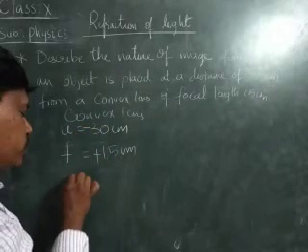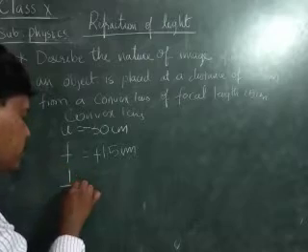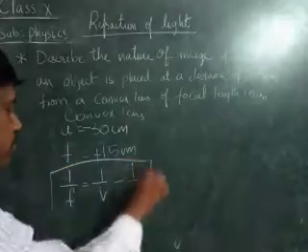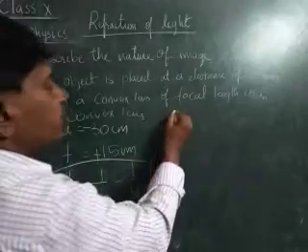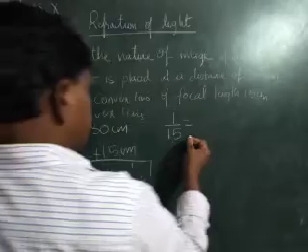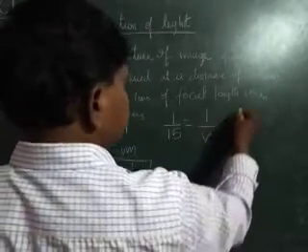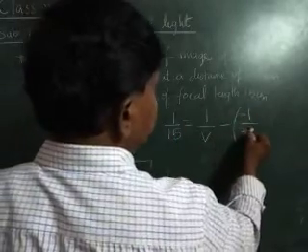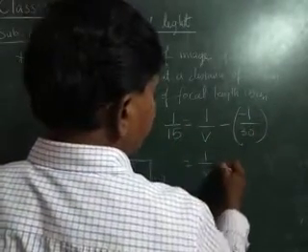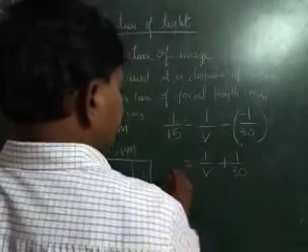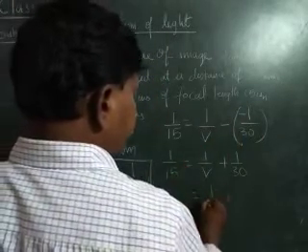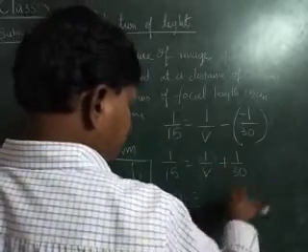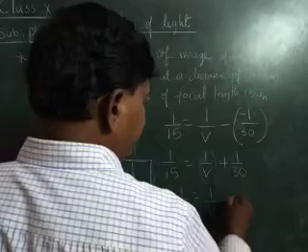Okay, children. Which formula should we use, children? Lens formula. That is 1 by f is equal to 1 by v minus 1 by u. Here 1 by 15 is equal to 1 by v, which we don't know, minus of 1 by minus 30. Therefore, you can write this as 1 by v plus 1 by 30, because minus of minus is plus. Here we want the v. I am transposing this to that side: 1 by 15 minus 1 by 30.